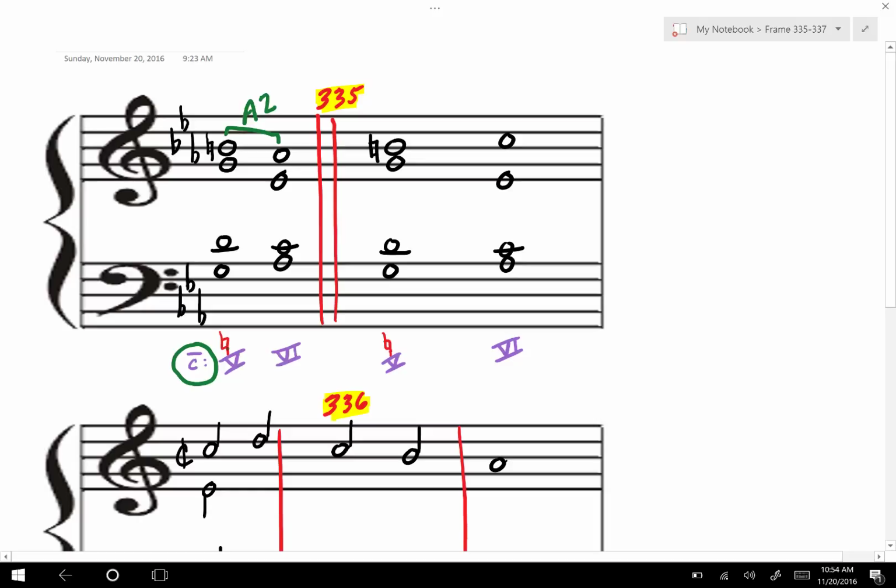The figured bass symbol, the natural sign by itself, means to take that third of the 5 chord, which would be B flat, and raise it up one semitone to make a B natural. When we do that, we've created an augmented second in the soprano voice. And we don't want to do that.